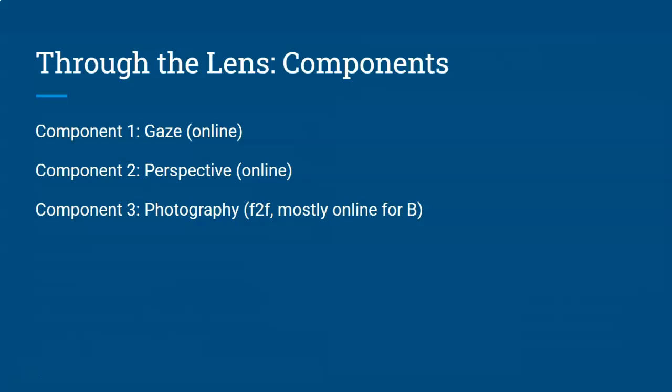So the components, so that you can do this, you have component 1, which is lessons on gaze and what gaze is and how to use it. Component 2, lessons on perspective and how to use that. And component 3, which is photography. This is mostly online for the B cohort, because you only have 1 day in the actual studio. And hopefully, if things go according to the plan of schools, everybody else will have, I think, A gets 5 days and C gets 4 days. Or C gets 5 days and A gets 4 days because of Labor Day.